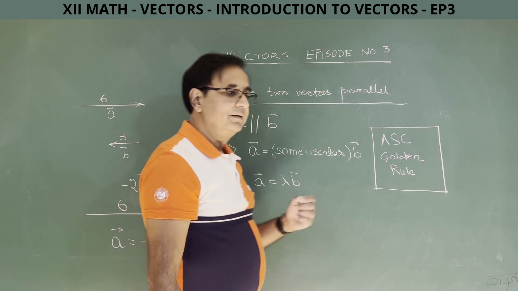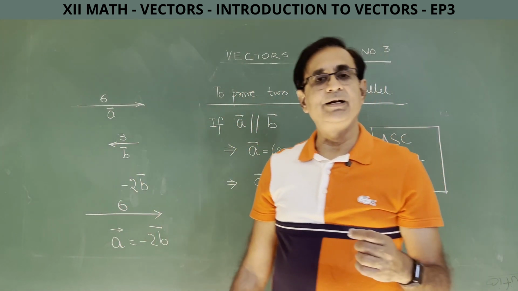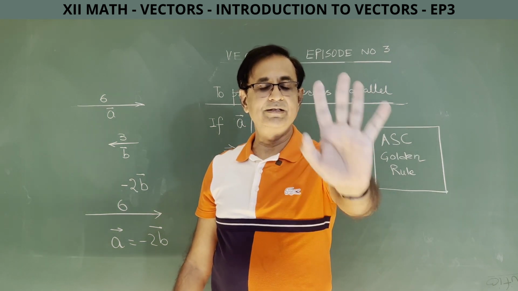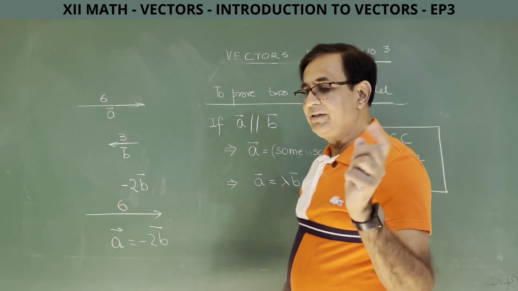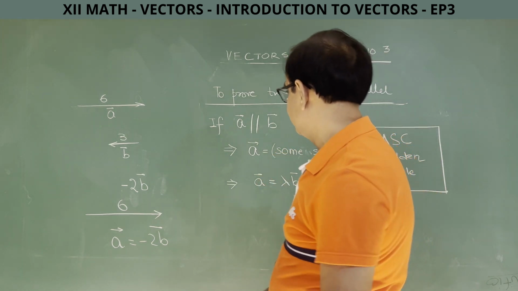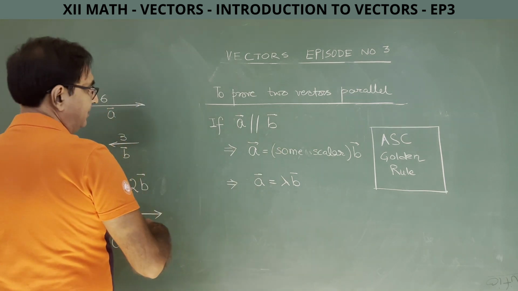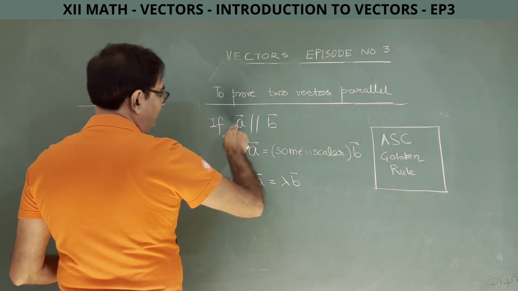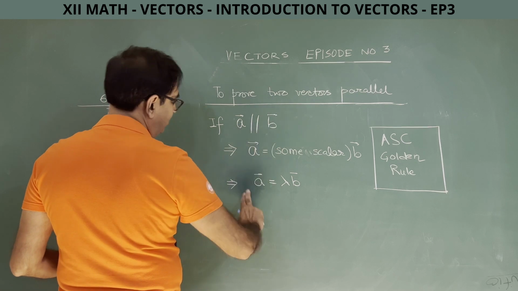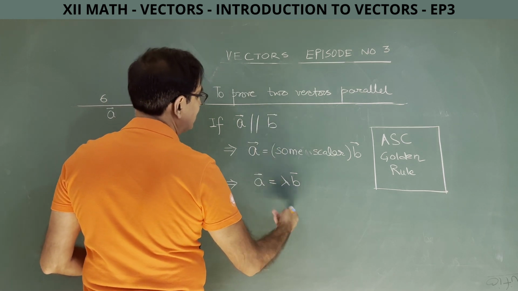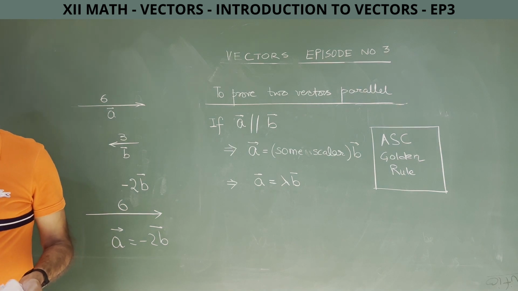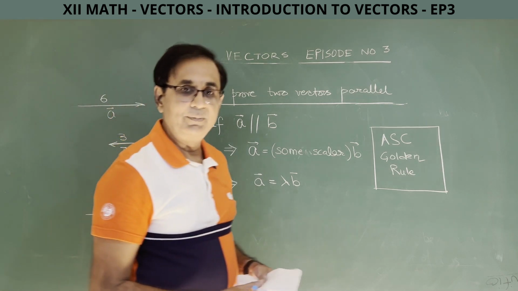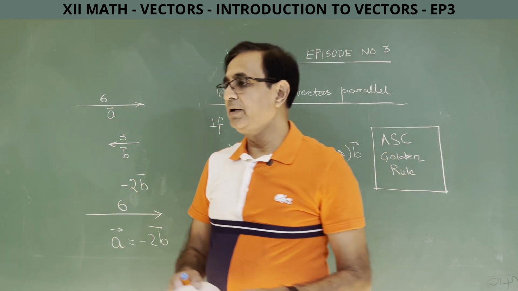So, if you are able to write A as some scalar multiple of B, you can safely draw an inference that the vectors are parallel. If lambda is positive, they are in the same direction. If lambda is negative, they are in the opposite direction, but they are still parallel to each other. And conversely, if A is equal to lambda B, you can infer they are parallel, or if A is parallel to B, you can say therefore A is some scalar multiple of B. Alright. So, this will in future be referred to as the ASC golden rule.